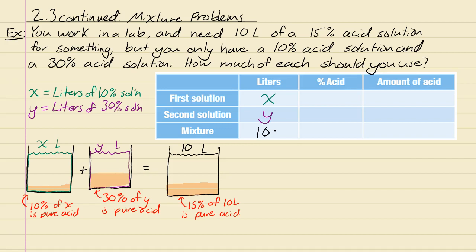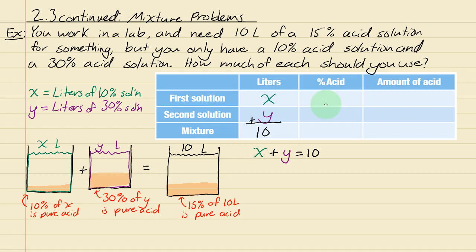So that actually will give you one of your equations you can use, because when you mix these two things together into one bigger container, the volume of the first one plus the volume of the second one needs to add up to 10 liters. So you can write that as X plus Y equals 10. So that's one equation. Now let's try to fill in the rest of this.